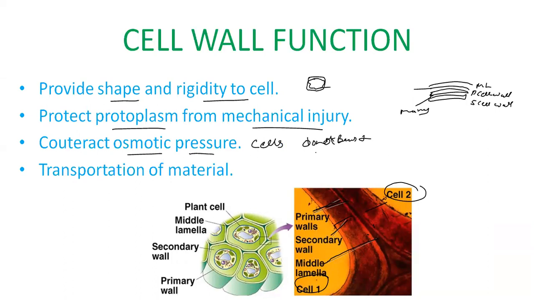And transportation of material takes place because the cell wall has, see, this is one cell, this is the other cell. These cell walls have plasmodesmata. Plasmodesmata is present between two cells. So suppose that this cell has extra glucose. That extra glucose will move from this cell to another cell with the help of this plasmodesmata. So that's how transportation of material takes place.